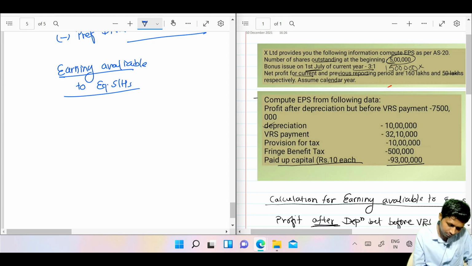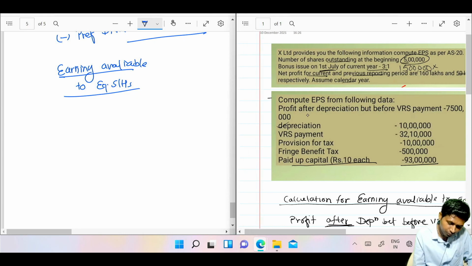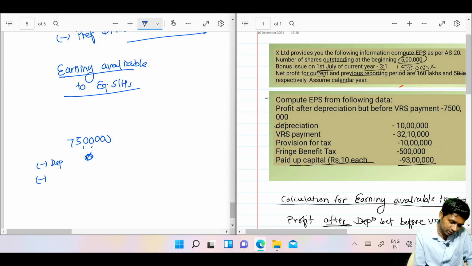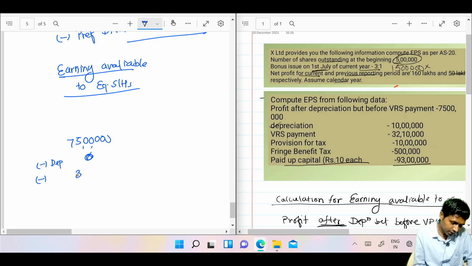Now let's take the example. What they are saying: profit after depreciation. Therefore no need to deduct depreciation in this example. Profit after depreciation is given, but before VRS payment, what they are saying: 75 lakhs. After depreciation, therefore don't deduct depreciation, 0, because we have already considered. But before VRS payment, therefore let's say VRS payment. Now VRS as such you will not find now. Interest, for VRS we can say interest, minus 32 lakhs 10,000 rupees.